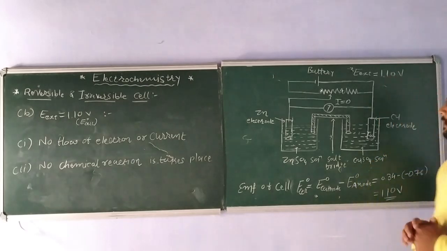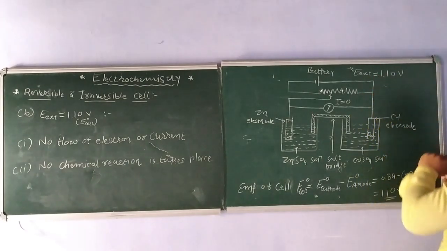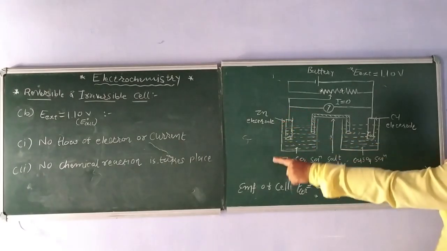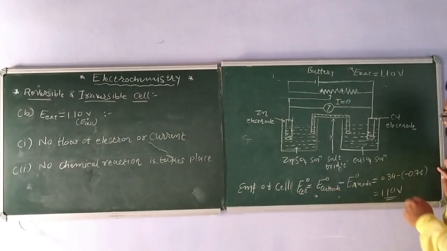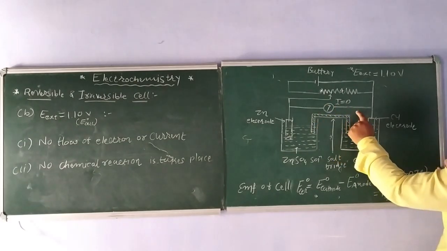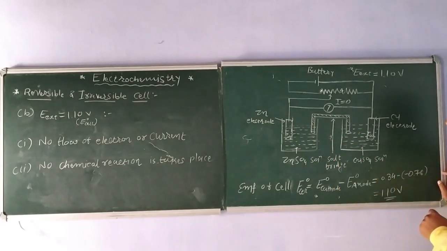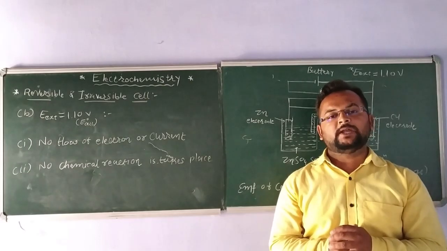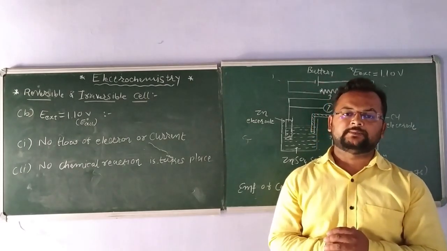In the third condition, the external applied voltage is equal to 1.10 volt, that means equal to the EMF of the Daniell cell. In this case we observe two results. First, there is no flow of electrons or current. Second, no chemical reaction takes place within the cell. So if any cell obeys the three thermodynamic conditions of reversibility, then this type of cell is a reversible cell.